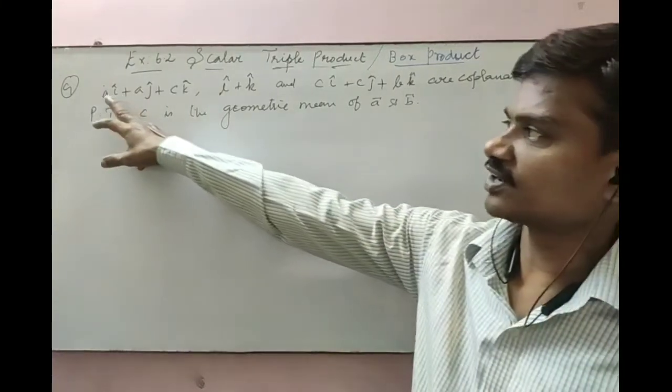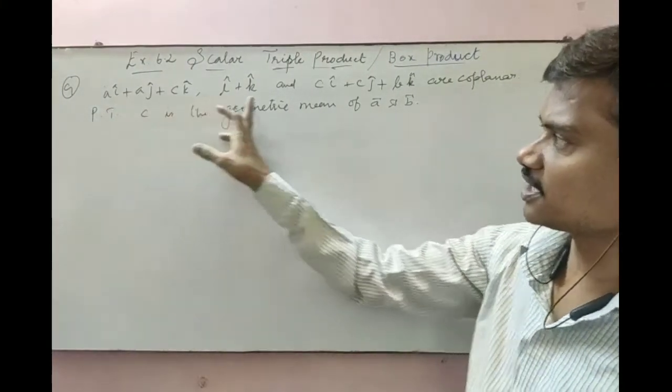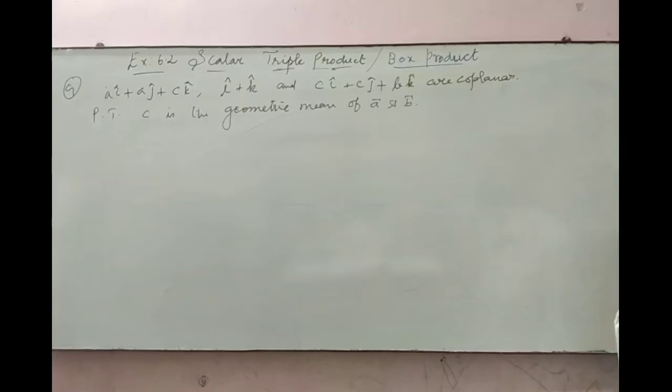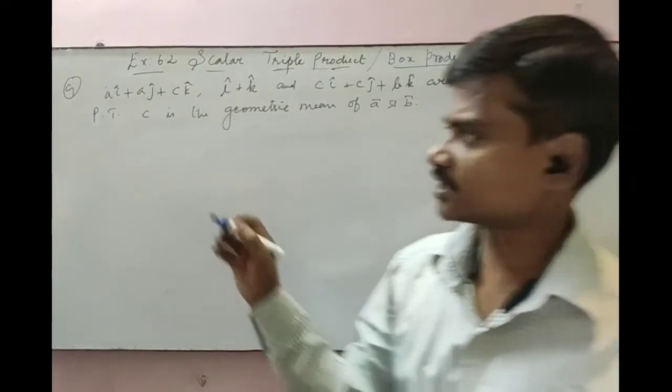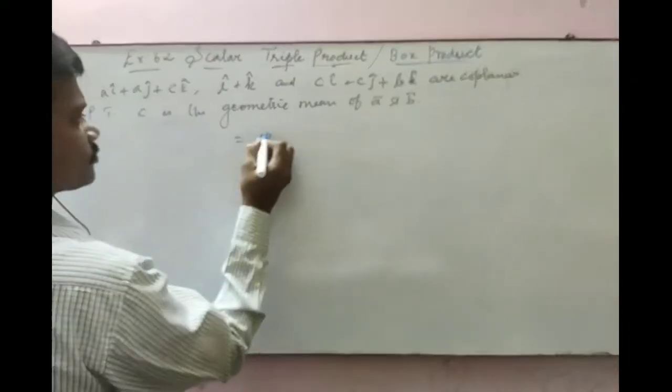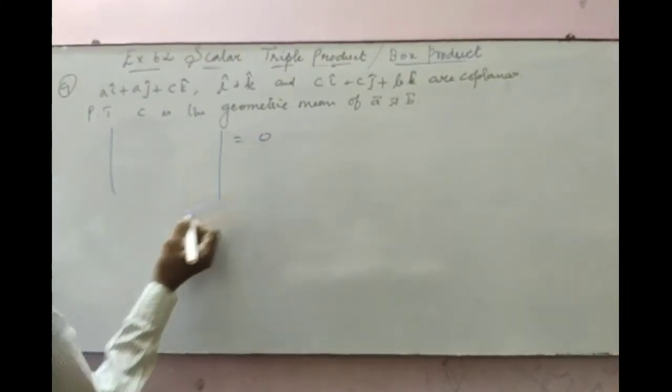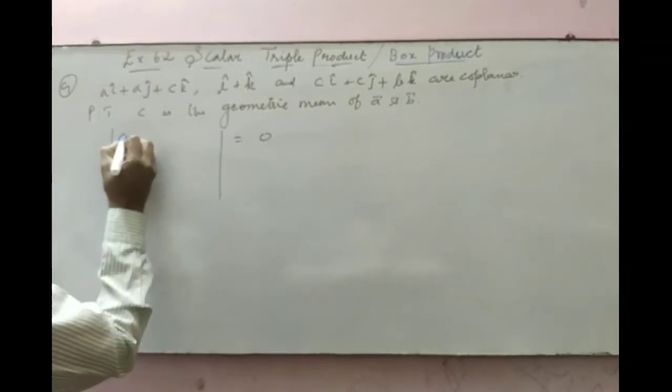The ninth sum: if the vectors ai plus aj plus ck, i plus k and ci plus cj are coplanar, then prove that c is the geometric mean of a and b. So here the three vectors are coplanar. Coplanar means we know that the box product is 0. So I am going to use the box product of these three vectors.